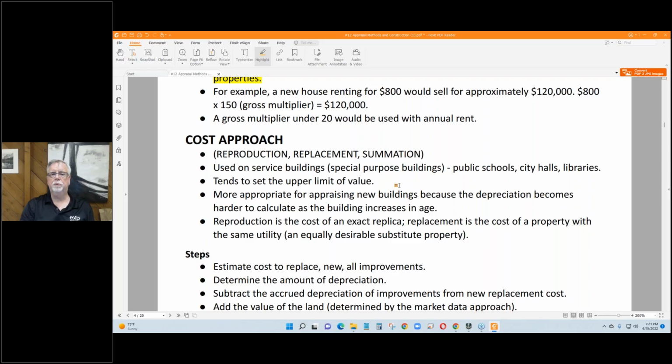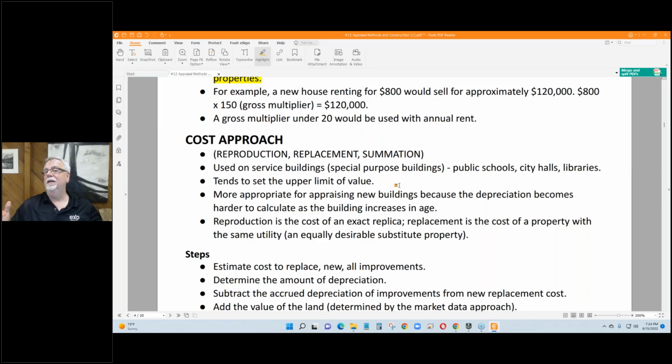And the cost approach asks the question, what would it cost us today to buy that land and build a similar building? And when we say build a similar building, we could be talking about either a reproduction or a replacement. Is there a difference between a reproduction versus a replacement? Is there a difference between those two?